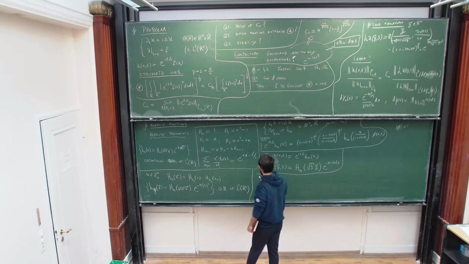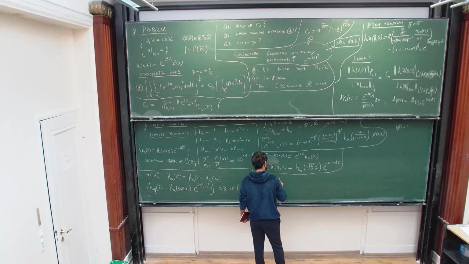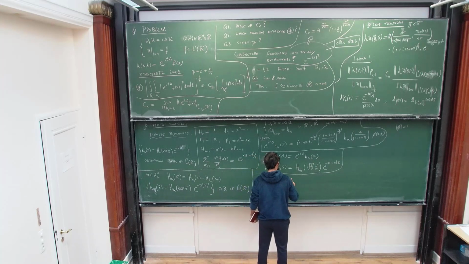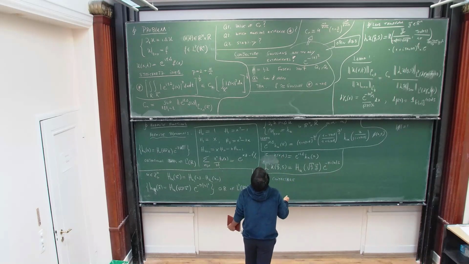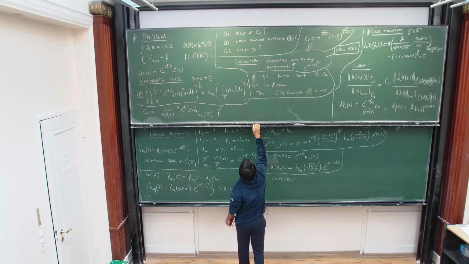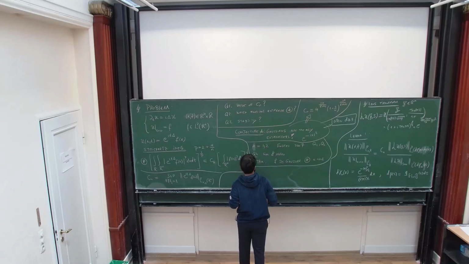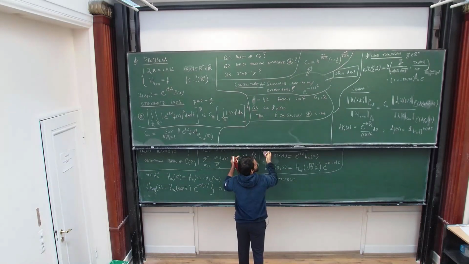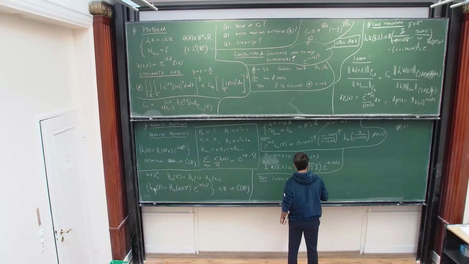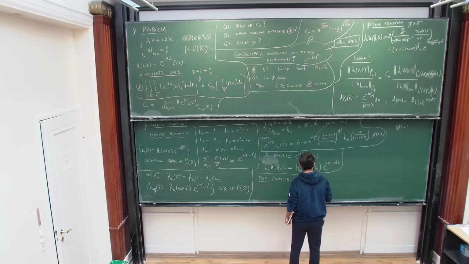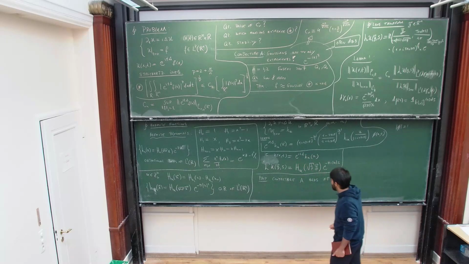Then we have a proposition. I mean, we give a name to this conjecture. Conjecture A holds if and only if we have the following.